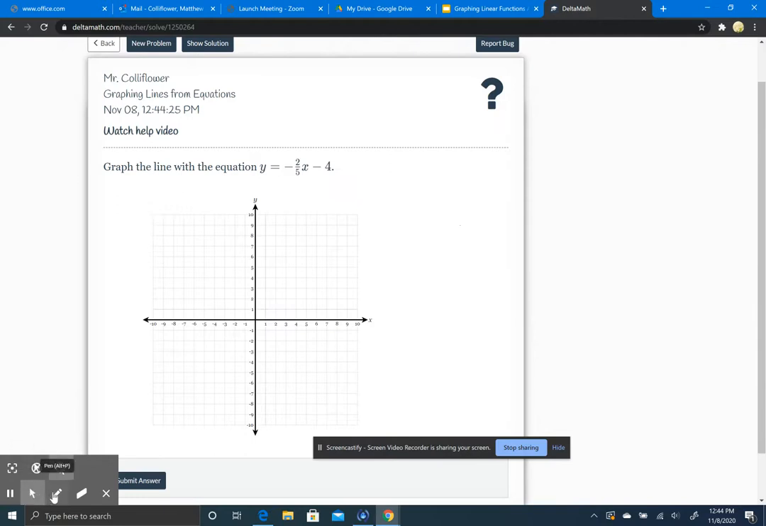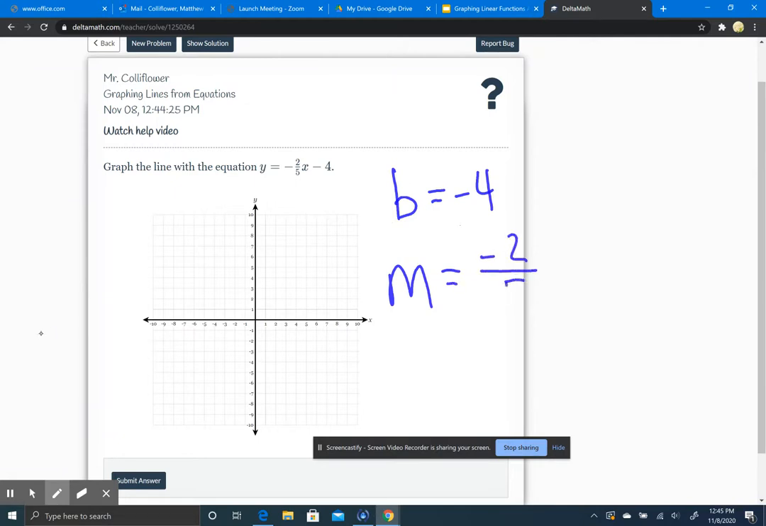In this last example, we are graphing the line with the equation y equals negative 2 divided by 5 times x minus 4. So I know that my y-intercept, which I call the letter b, is going to be negative 4. My slope, which we call m, is negative 2 over 5. Well, this is already written as a fraction, so now I know that my rise is negative 2 and my run is going to be 5.